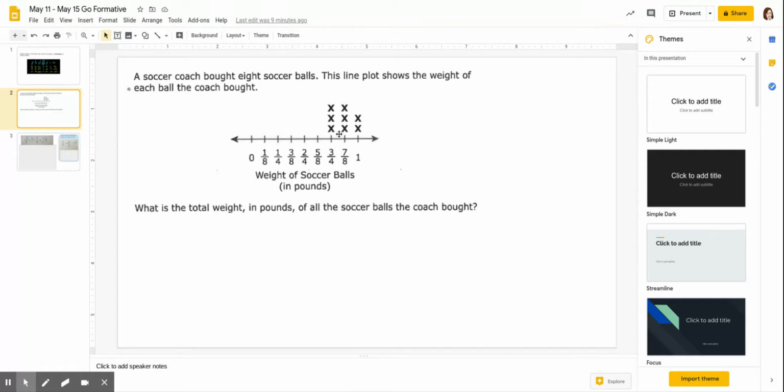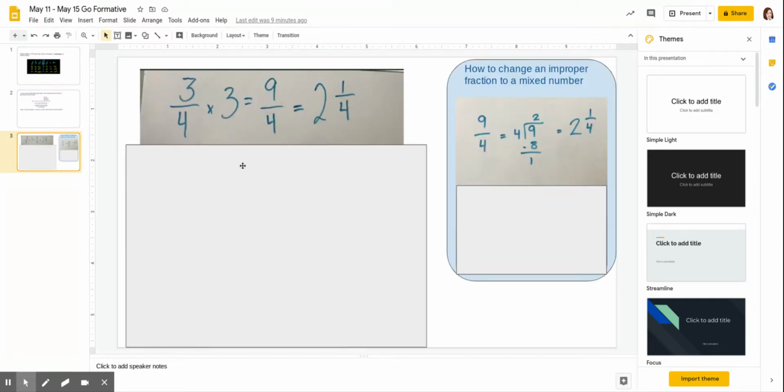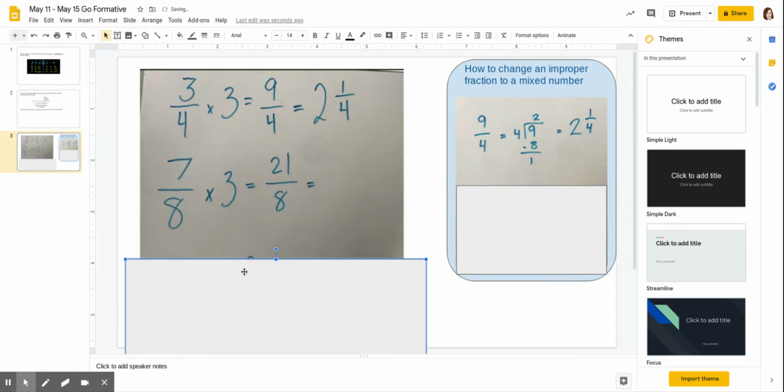Next, I have to figure out what is the total weight of all the soccer balls that weigh 7/8 pounds. So again, you can use repeated addition, 7/8 plus 7/8 plus 7/8, or just 7/8 times 3. So I started that for you down here. I did 7/8 times 3 is 21/8.